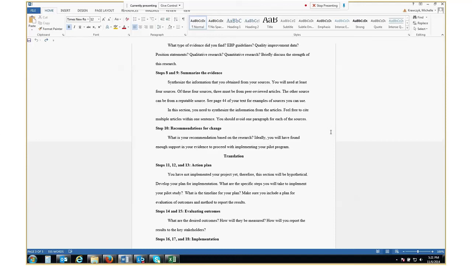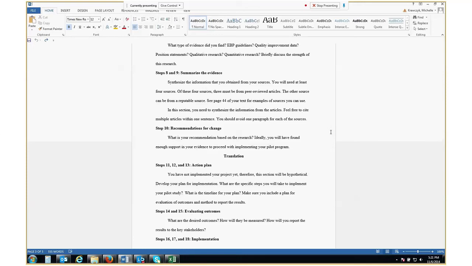Okay, so then we're going to go into translation. So here is the action plan. You do not have to implement your project for this course. Obviously, it's only an 8-week course, so you're not going to be able to do this. So this will be kind of futuristic. What would you do? But I need specific steps on what you would do for your pilot study.